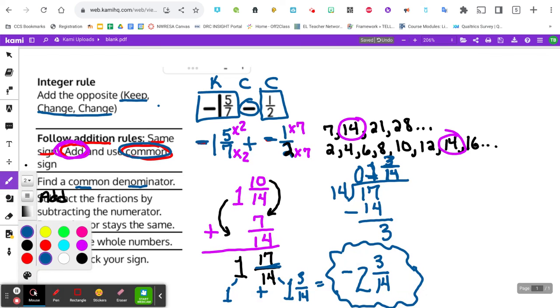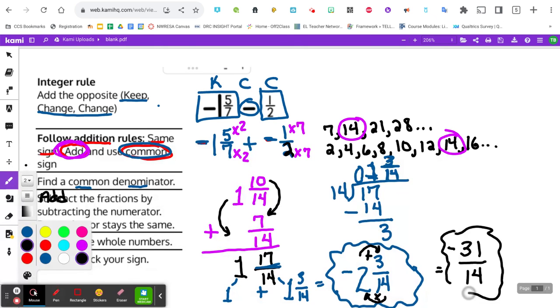Now, for those of you who use the other method, let's just check. If I go 14 multiplied by 2, that gives me 28. And if I add 3 to 28, that's going to be 31/14. So if you use the other method and you got 31/14, you're doing great. All right, moving on.